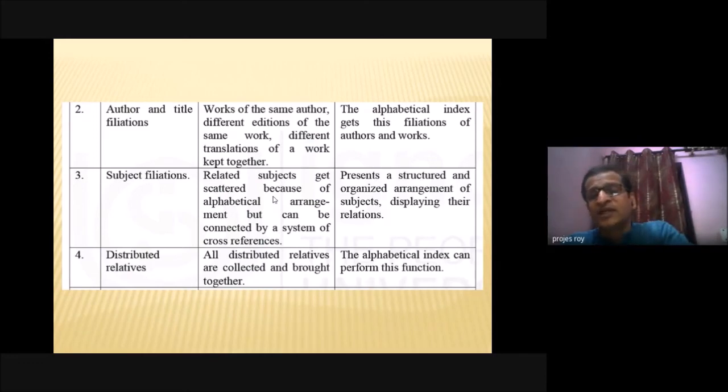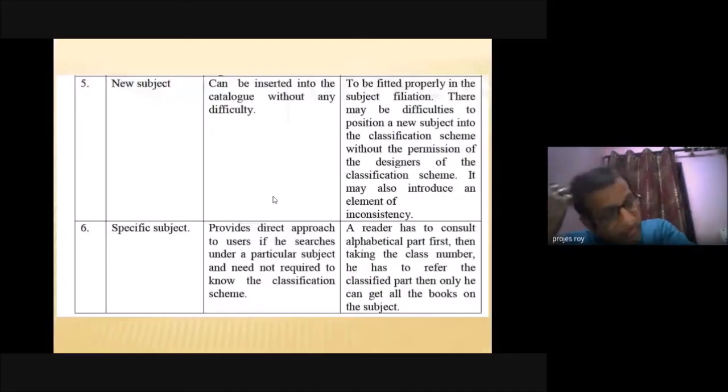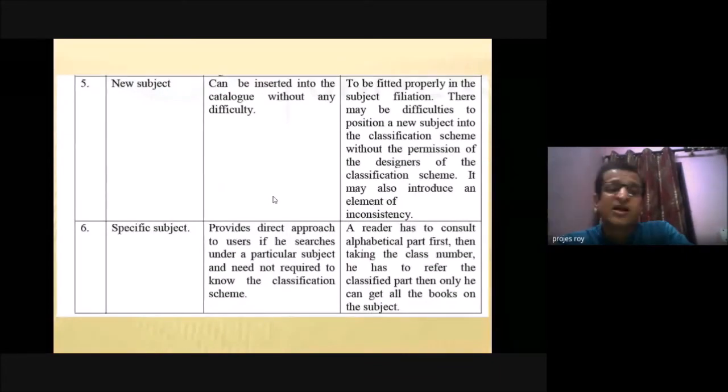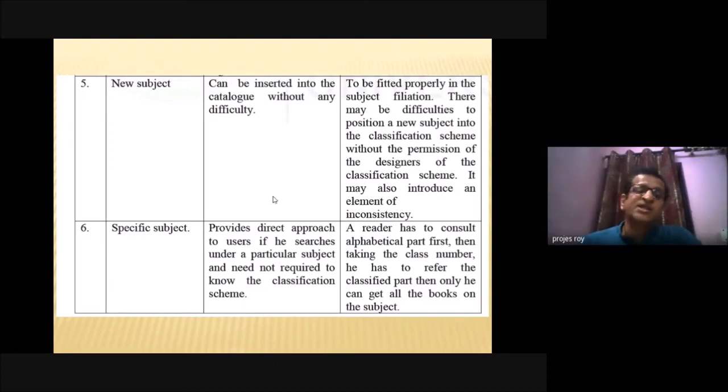Here, the alphabetical index can perform these functions. In case of a new subject, it is inserted into the catalog without any difficulty, because it has to go only with the alphabetical order. Here it is difficult. Where will it go, if it's a complex subject? Then it's really a difficult task. A specific subject may provide a direct approach to the user, and a search under a particular subject does not require knowing the classification scheme. Here, you need to know the classification scheme. So in case of a specific subject, the alphabetical is performing better.